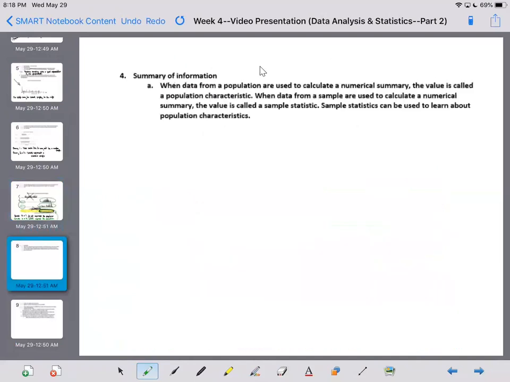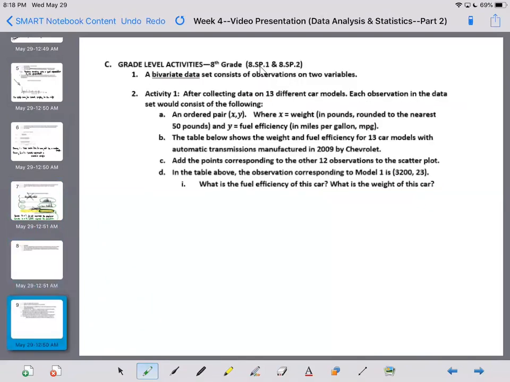So just a kind of a summary of the 7th grade statistics that we're looking at. Data from a population, that value is called a population characteristic, and then data from a sample is called a sample statistic. And sample statistics help us learn about the population. All right, so let's look at 8th grade. And when we say bivariate data, that's just a very fancy word of saying that we're looking at X and Y values, independent and dependent. We're looking at 2 variables and looking at the observations.